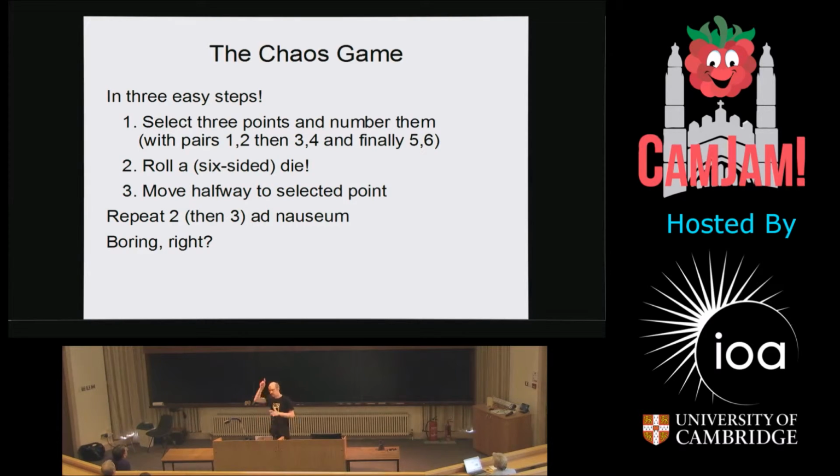If we have 3 triangular points, we label them 1, 2, 3, 4, 5, 6, and we take a 6-sided dice and roll it. Let's say we start from the middle, we will draw a dot halfway between where we are currently and one of those 3, depending on what the die tells us. We repeat this over and over and over again. That's effectively the chaos game as was originally defined.